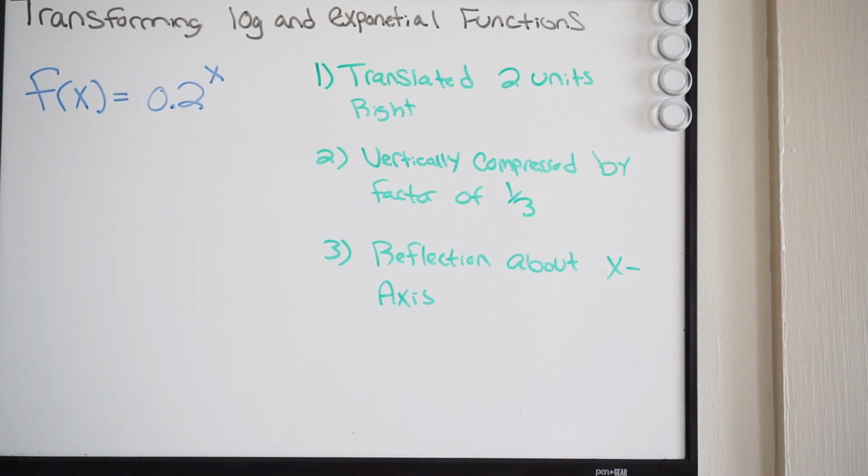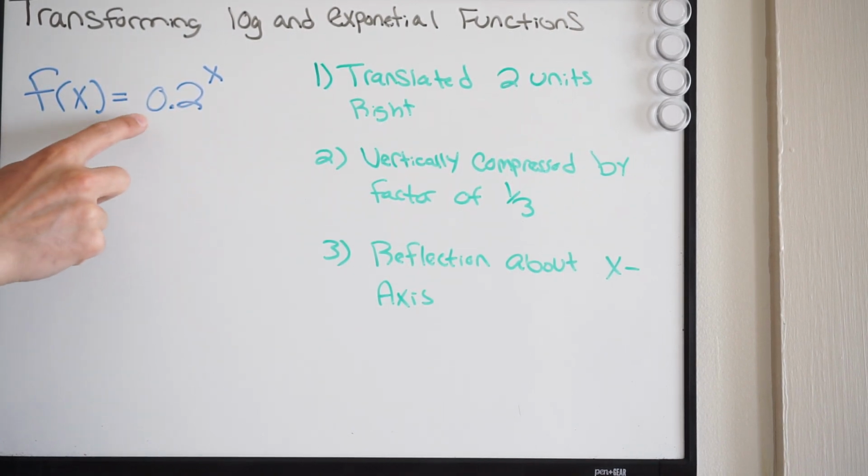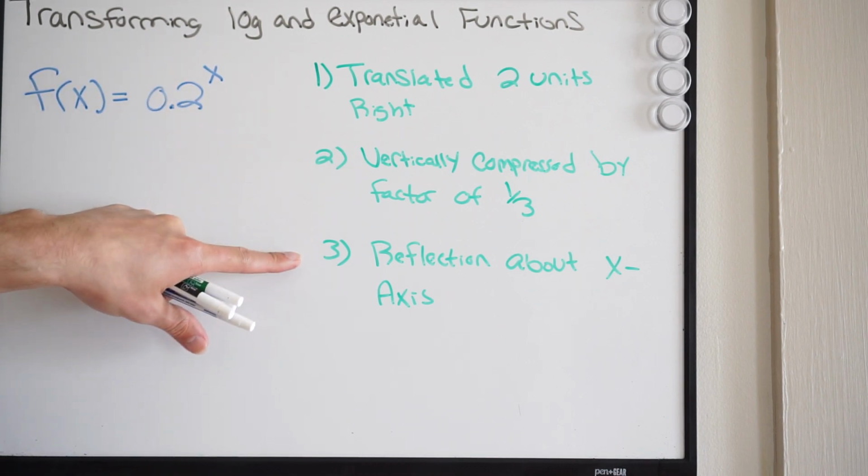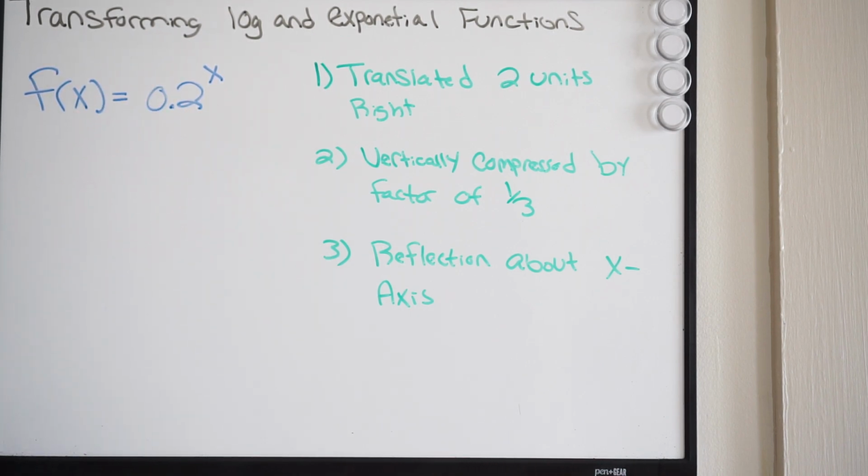Okay guys, here is our next problem, and now they actually want us to write out the transformation. So we're going from f of x equals 0.2 to the x power, and they want us to apply these transformations to our function. Okay, so we want to go right in order here, starting at 1, 2, and 3. Okay, we want to go in order.